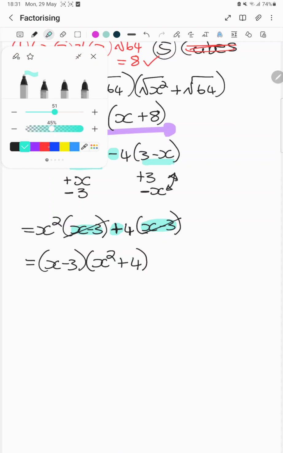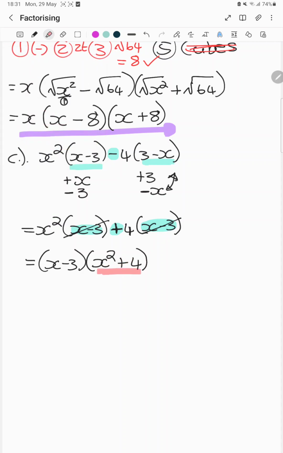Very important, check here. Is this the difference of two squares? No, right, because there is a plus in between. Remember, difference of two squares has to have a minus, so this means that my final answer will just be x squared plus 4. And there you successfully factorized that one.